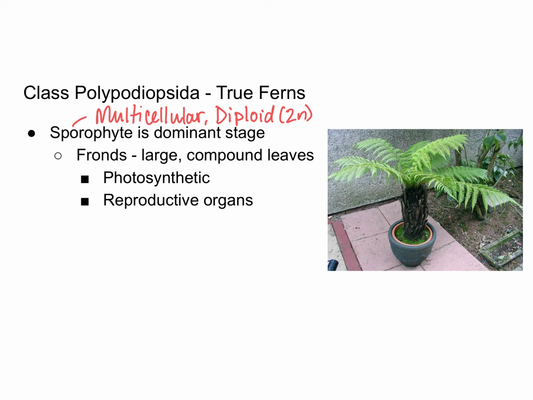And the fronds of a true fern are large with compound leaves, and these leaves serve a dual purpose. So the leaves are the site of photosynthesis, but they also contain the reproductive organs because these leaves are sporophylls, which we talked about on a different slide. But remember that sporophylls contain sporangia, which in this case are on the underside of the fronds, and those sporangia release spores.